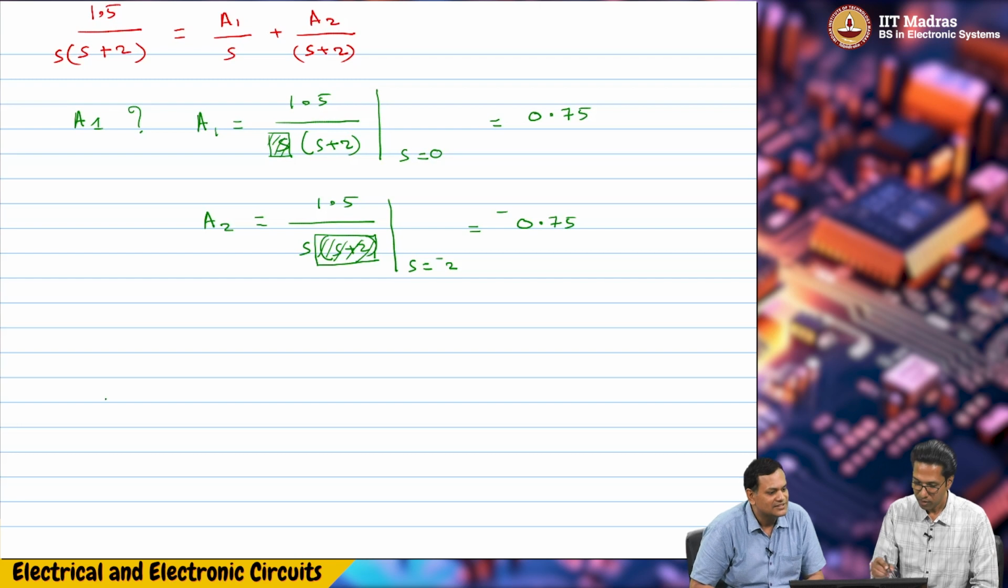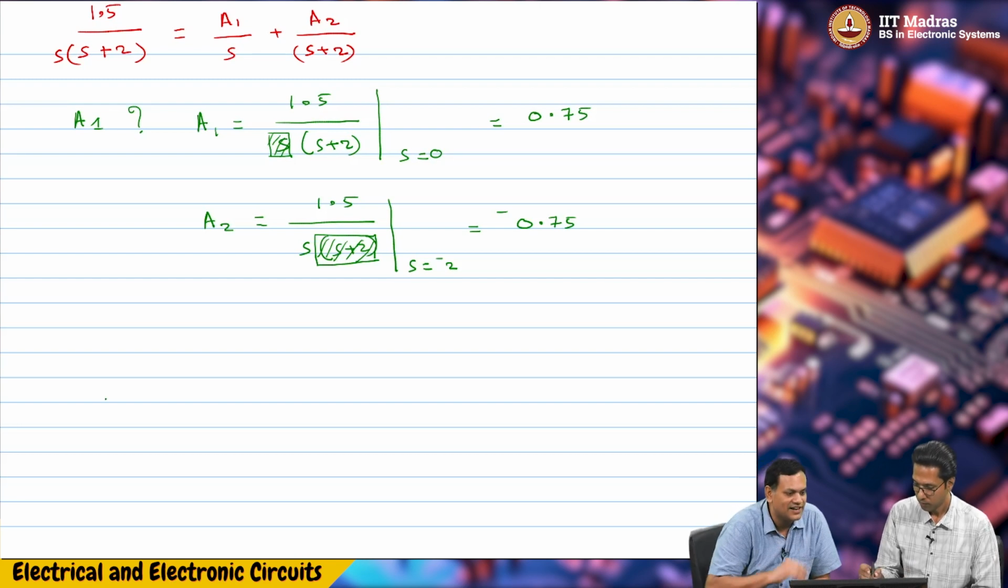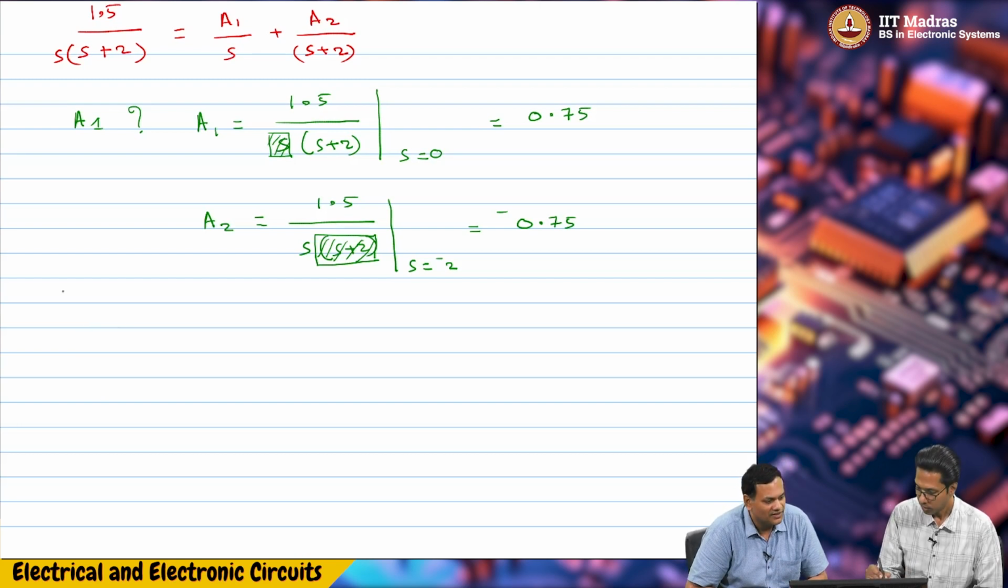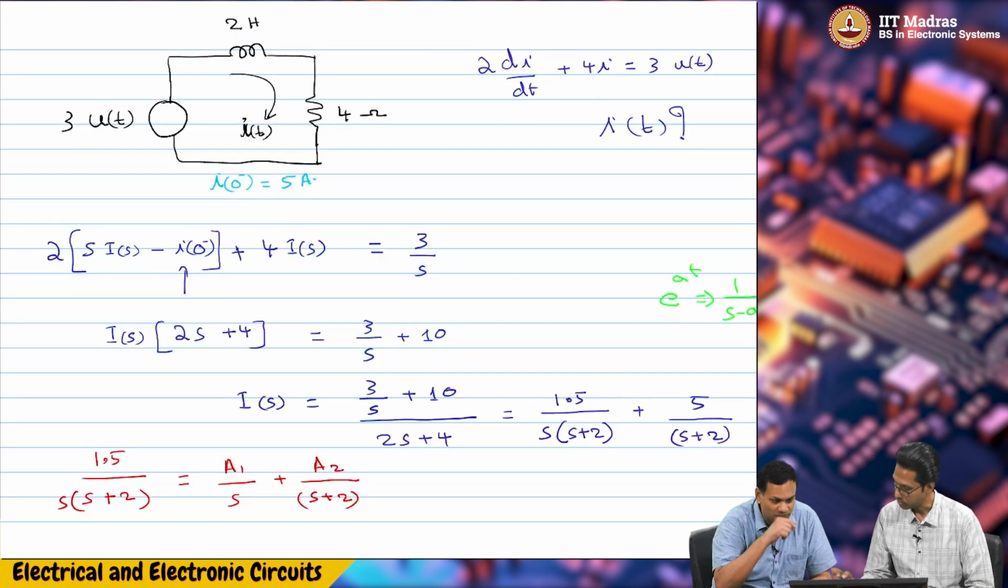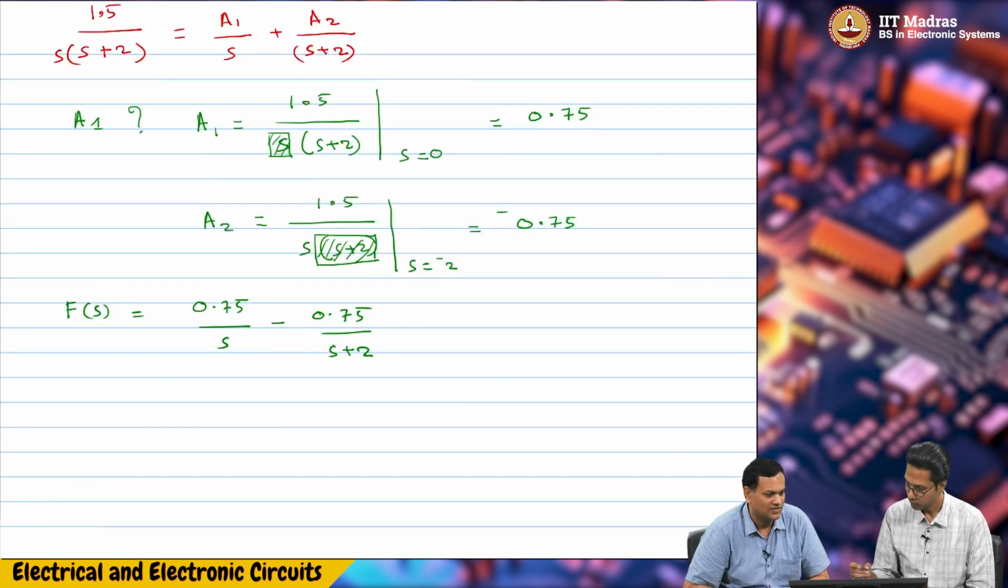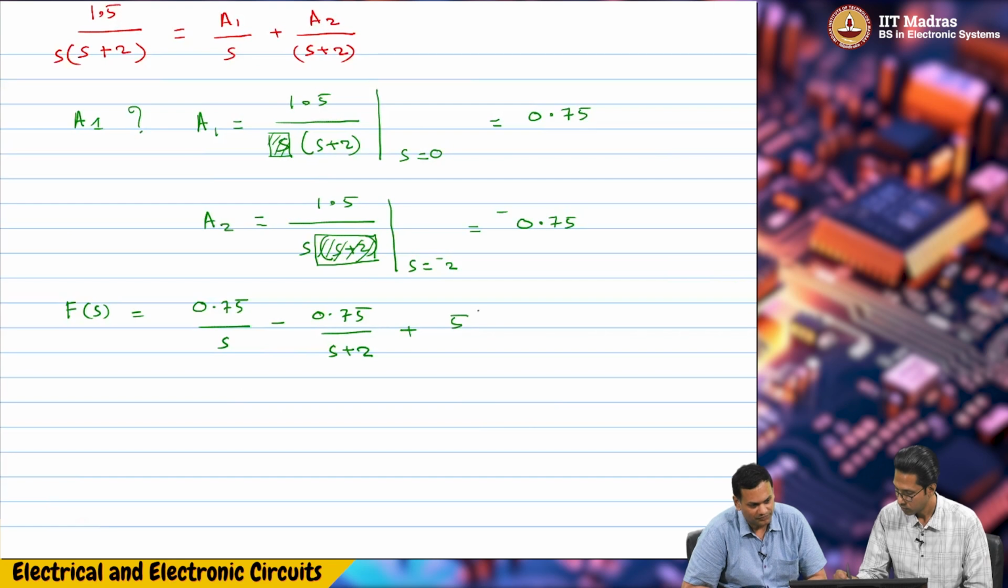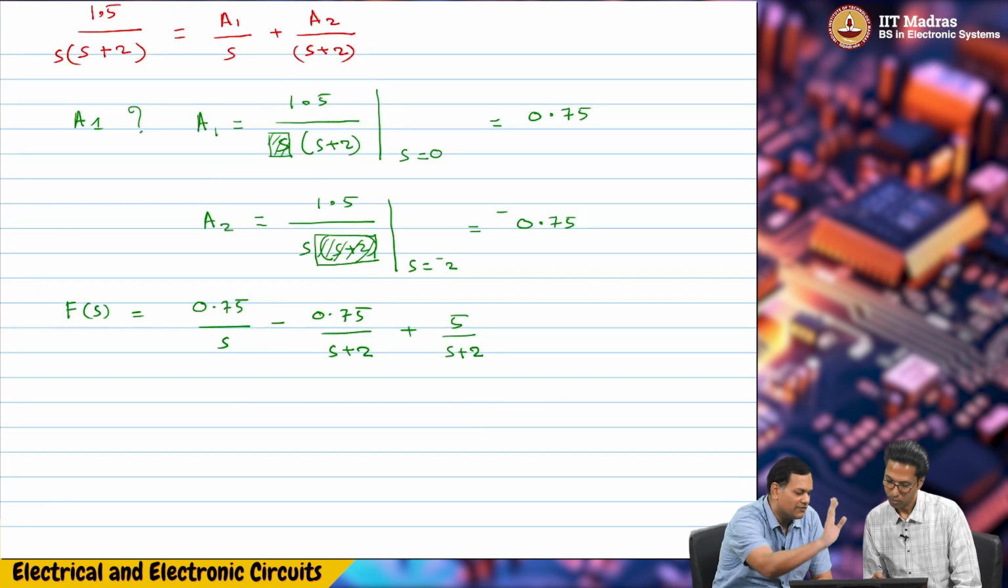Nice. So then I will bring in the full equation. Let us write it as the full. So the I of s that we have is 0.75 by s minus 0.75 by s plus 2, and then the previous one, 5 by s plus 2. And this is capital I of s.